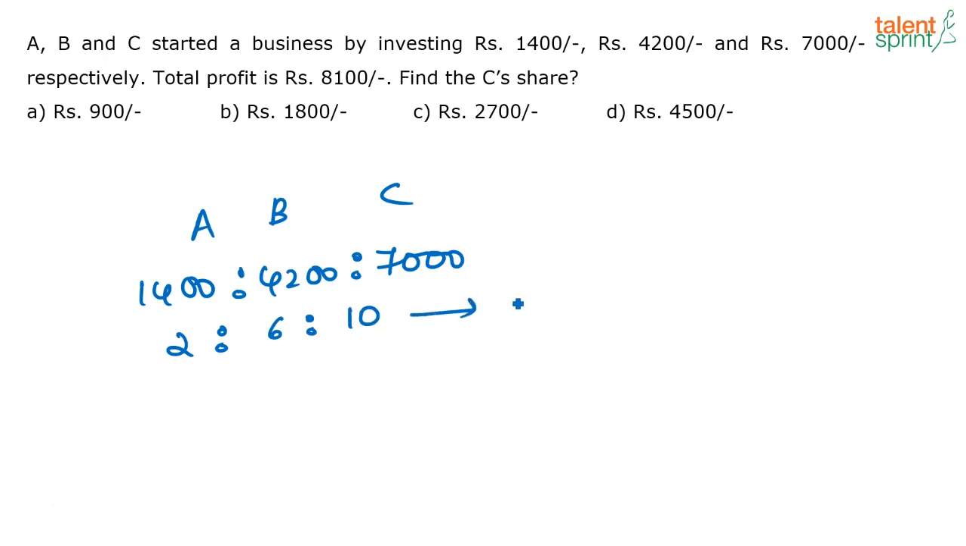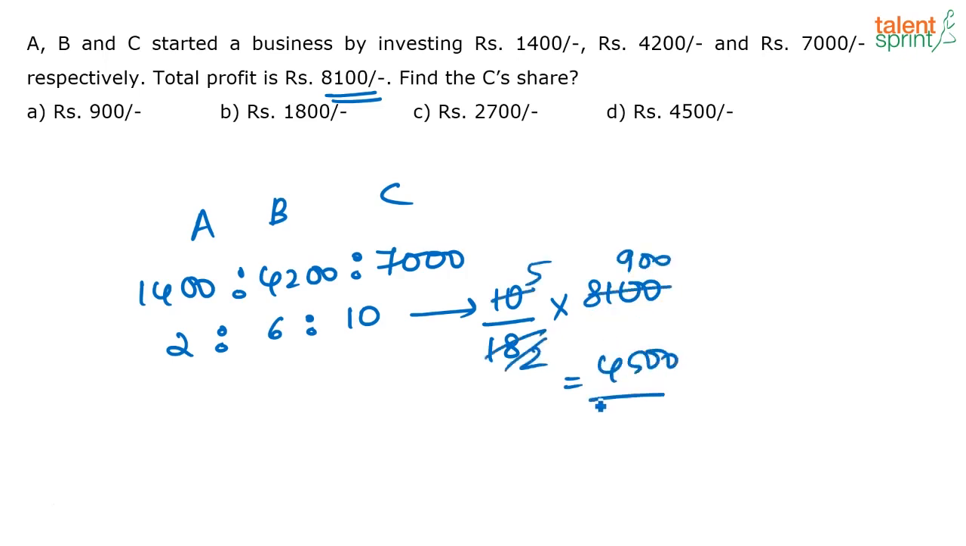So here what will be the share of C? If the total is 5 plus 3 plus 1, that is, total is 9 parts. Out of these 9 parts, 5 parts will belong to C. Correct? So if totally I am getting 8,100 rupees as profit, the share of C will be 5 by 9 into 8,100. Okay? So if you solve this, you will get the answer as 4,500. Yes, the correct answer is option D.